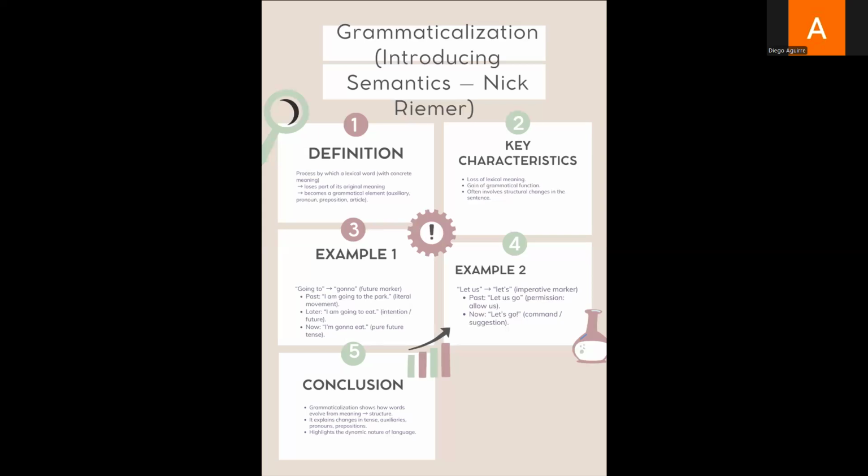Another example that we have is one the teacher explained to us about three classes before. The second example is the phrase "let us." Originally, it gave permission, "let us go." In other words, it was like "allow us to go." But in modern English, it became "let's," which we use more for suggestions or commands, like "let's go." The idea of permission is no longer present.